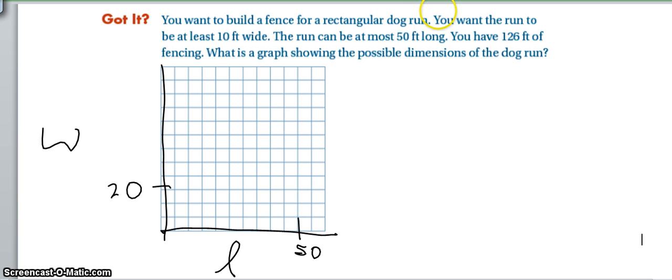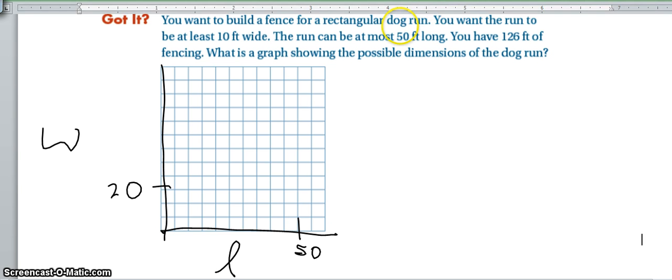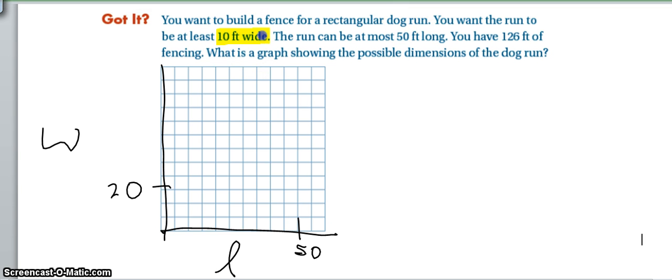All right, so I'm going to be drawing this graph really quickly, so please ignore the details. So you want to build a fence for a dog run, like a dog area. You want the run to be at least 10 feet wide and at most 50 feet long. So I actually now realize that I made one slight error. This should be a 10. So again, please ignore these details. So if this is the width and this is the length, don't count these boxes.